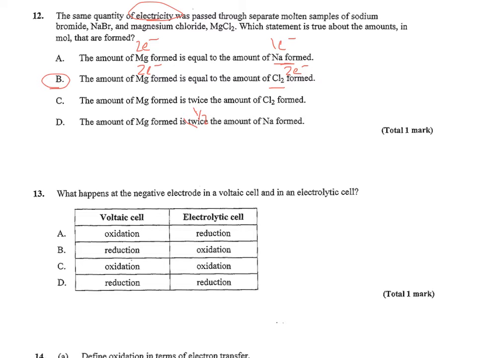Number 13, what happens at the negative electrode in a voltaic cell and in an electrolytic cell? So the negative electrode in a voltaic cell is where electrons are lost by the metal. So that's oxidation going on there. And in an electrolytic cell, it's where the positive ions come to get the electrons. So in a voltaic cell, we call that oxidation. In an electrolytic cell, that's reduction that's going on.